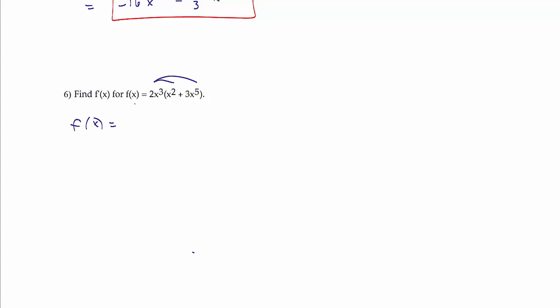So f of x is equal to 2x to the 5th power plus 6x to the 8th power. And now I can go ahead and use my derivative rules. So f prime of x is equal to, I'm going to bring down my exponent, so 5 times 2 I get 10, and then decrease it by 1, so 5 minus 1, so x to the 4th. Next term, same thing, I bring down my exponent, so 8 times 6 I have 48, and then decrease my exponent by 1, so 8 minus 1 gives me a new exponent of 7.